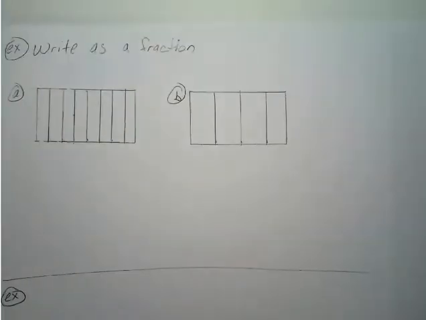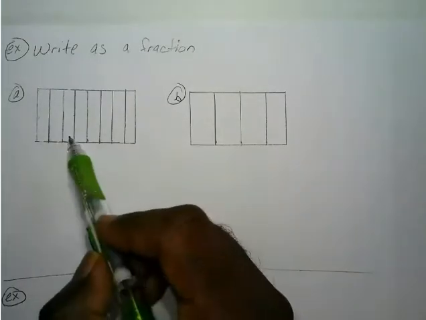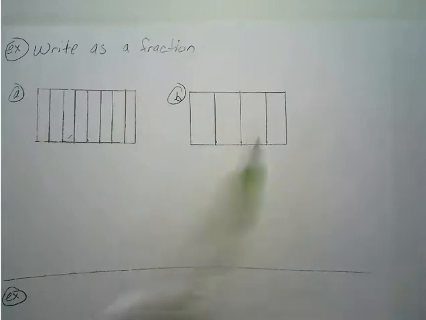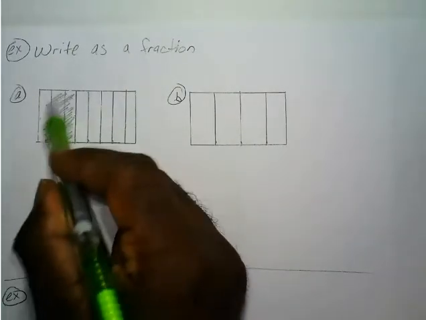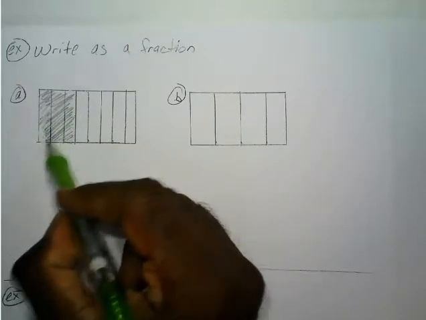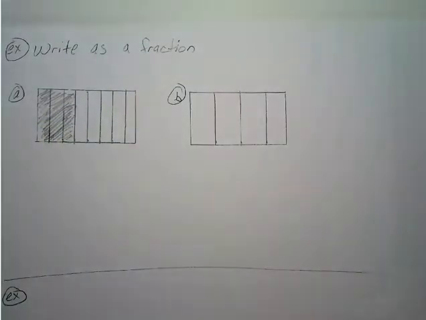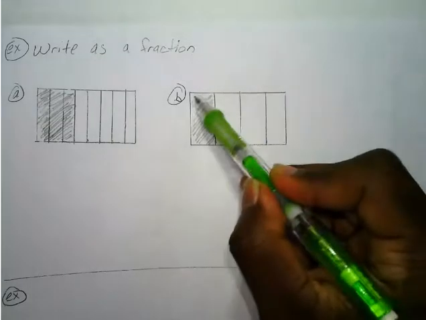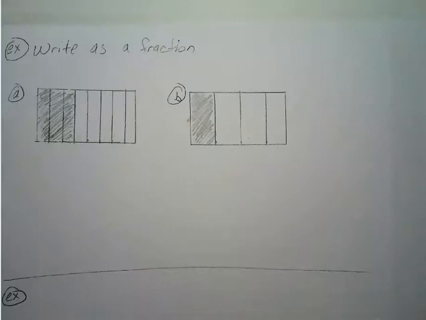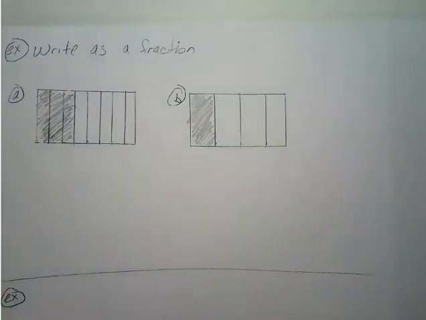There we go. So let's say for this example, you copy down these 2 shapes. For this one, I shade in 3 sections. And for this one, I shade in 1 section. How would those be represented as a fraction? What I want you to do is go ahead and press pause, and work that out.